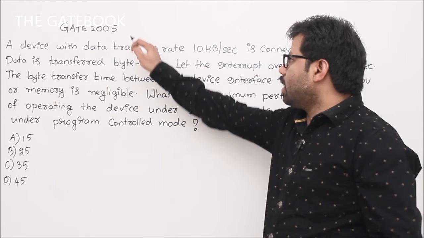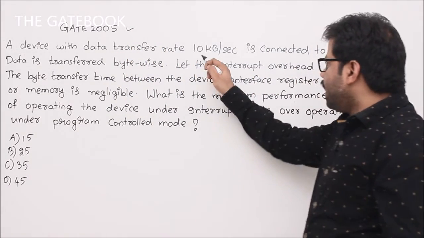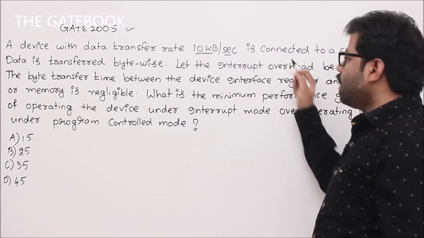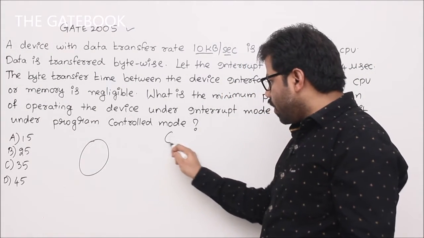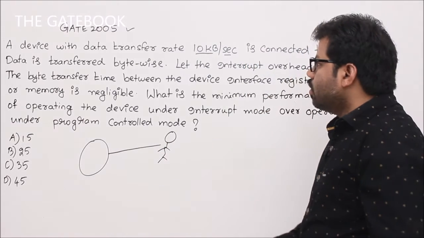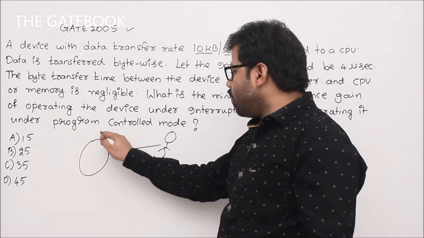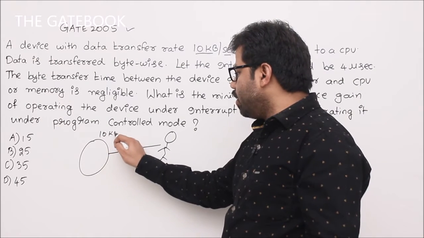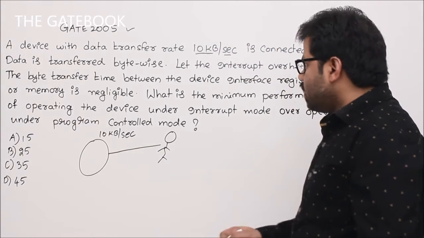See this question which was asked in the GATE 2005 paper. A device with data transfer rate 10 kilobytes per second is connected to a CPU. Okay, you have a device which is connected to the CPU. This is your CPU. These two are connected. So data is transferred byte-wise, and one more thing, the data transfer rate from this device is 10 kilobytes per second. Remember it. Fine.